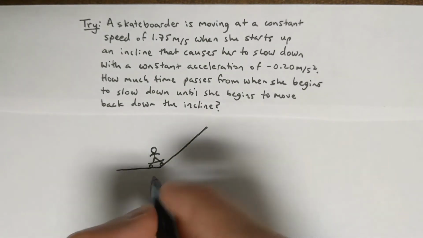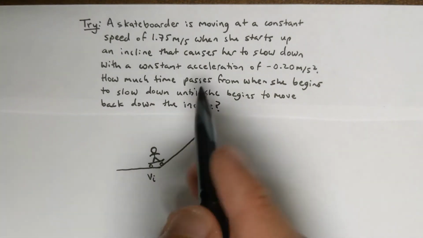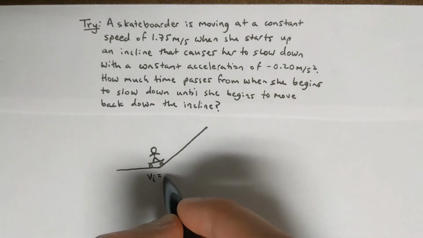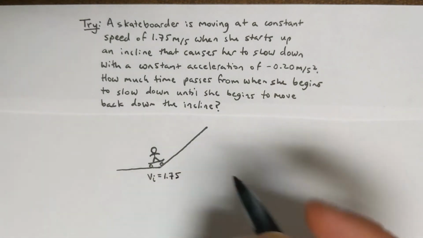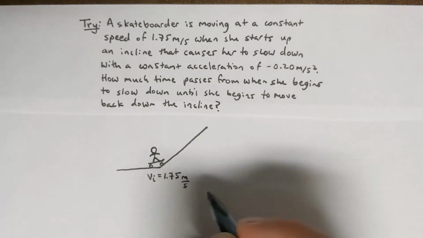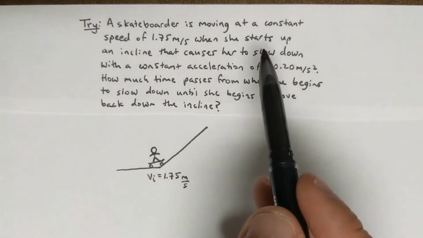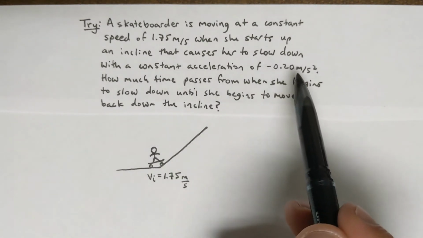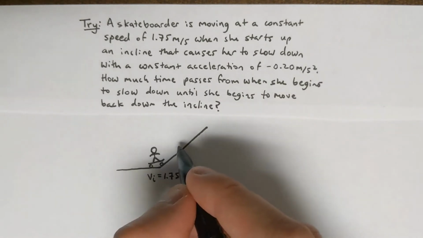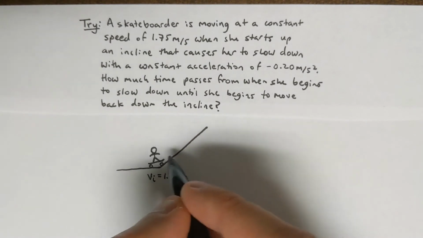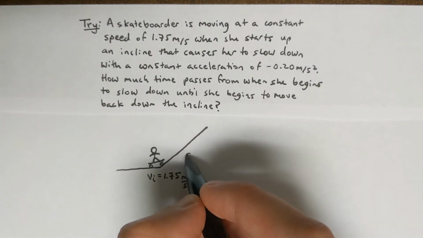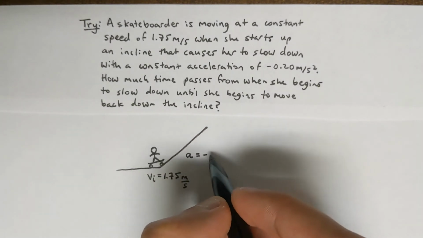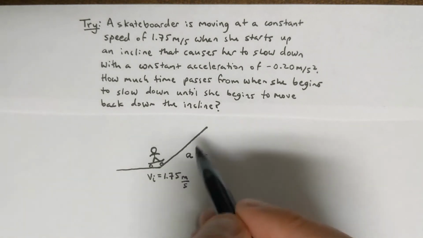And she's moving with initial velocity, right at the beginning of the problem, of 1.75 meters per second. Then she starts up the incline, which causes her to slow down with a constant acceleration of negative 0.20 meters per second squared. So her acceleration as she goes up this ramp is negative because she's slowing down. Her velocity is positive and the acceleration is negative, so she's slowing down.